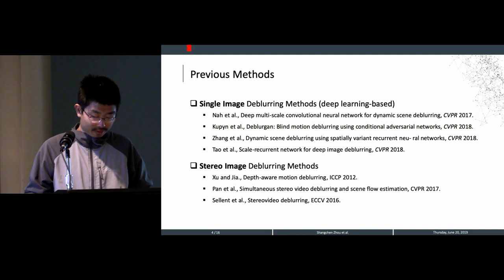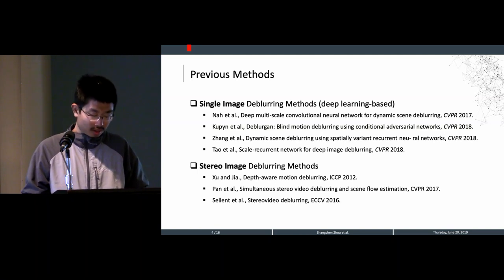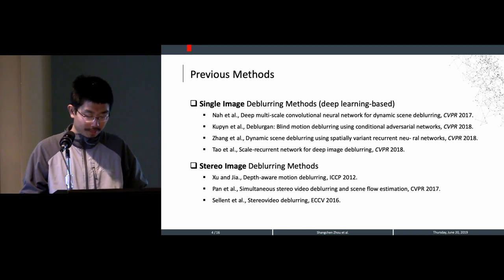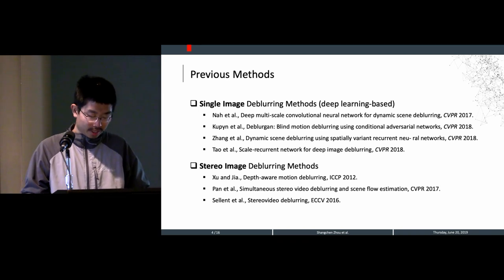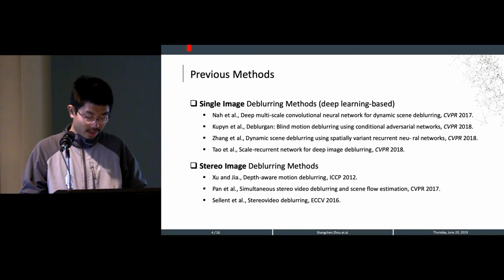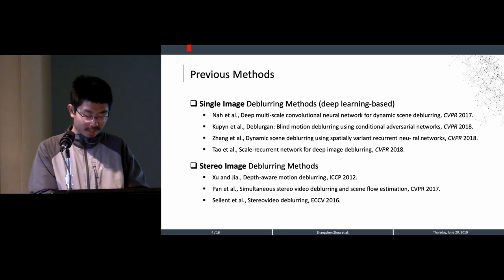Previous works have succeeded in single image deblurring, especially end-to-end CNN methods have recently achieved encouraging results. However, they fail when handling complicated non-uniform blur. On the other hand, to the best of our knowledge, there are few studies on stereo deblurring. They are time consuming due to complex optimization processes.